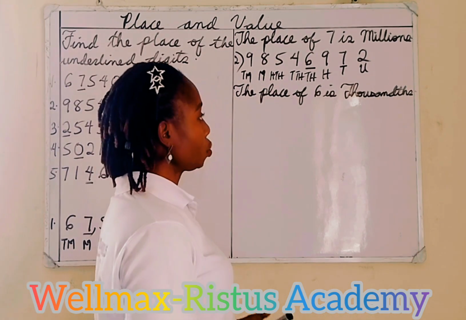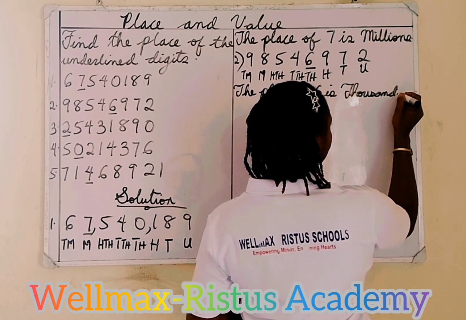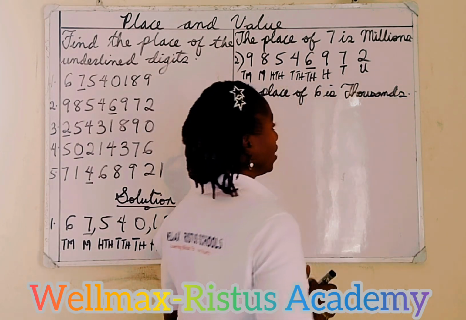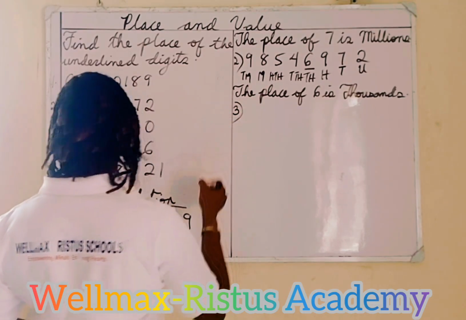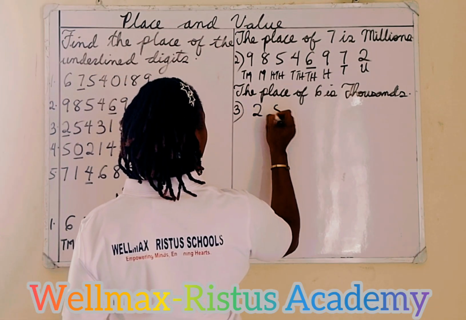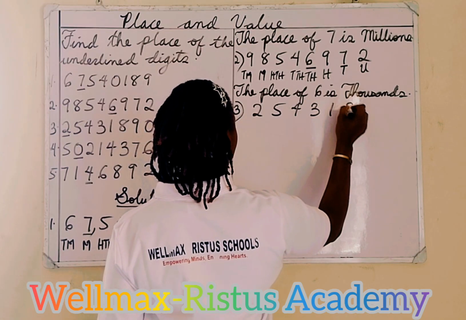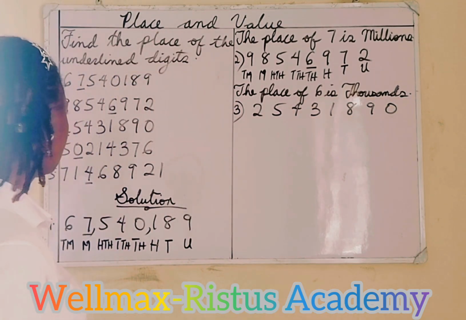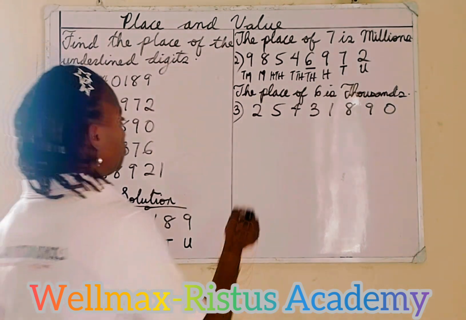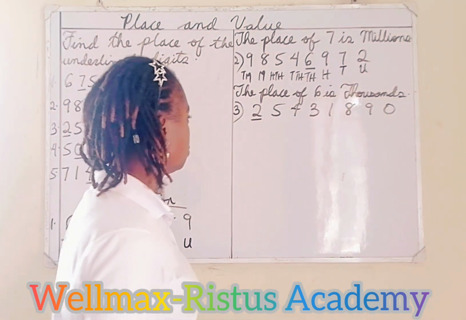Okay? Sorry, thousands. It is not in decimal. Thousands. Alright, number 3. 2, 5, 4, 3, 1, 8, 9, 0. And we're asked to find the place of the digit 2.